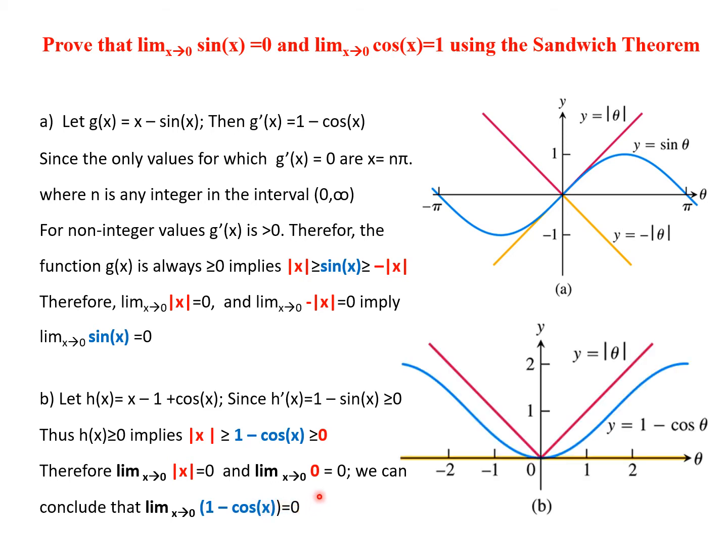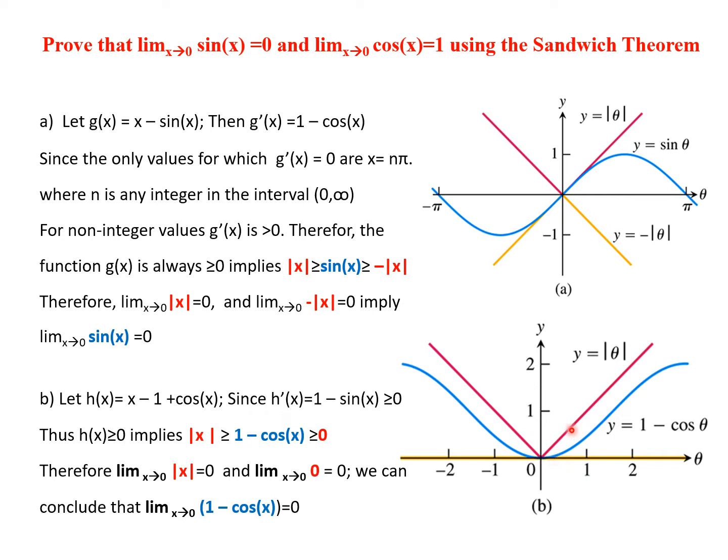Let's take a look at the graphs. We have also three graphs. The one in purple is a graph for y equal to absolute value of x. The one in blue is y equal to 1 minus cosine theta, and the one in yellow is y equals to 0.